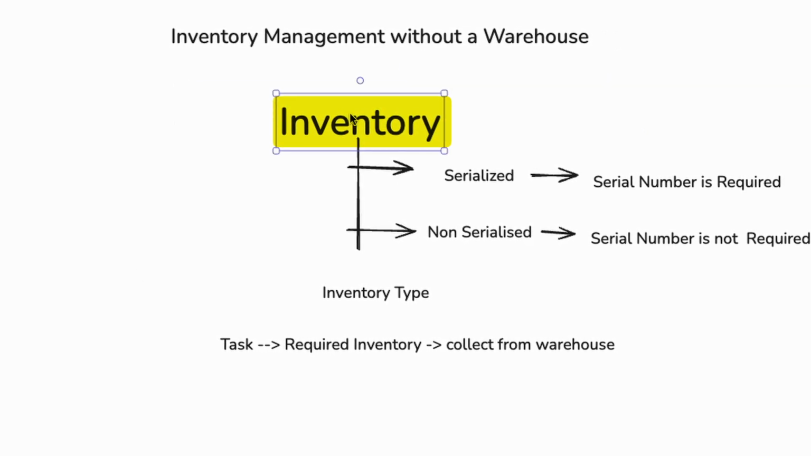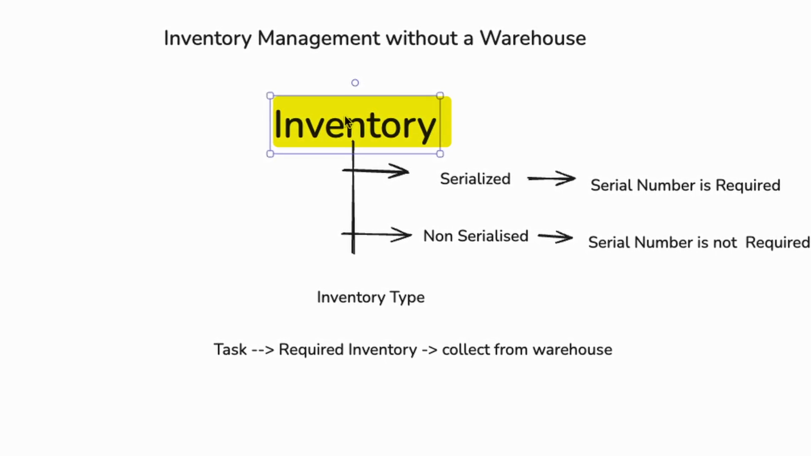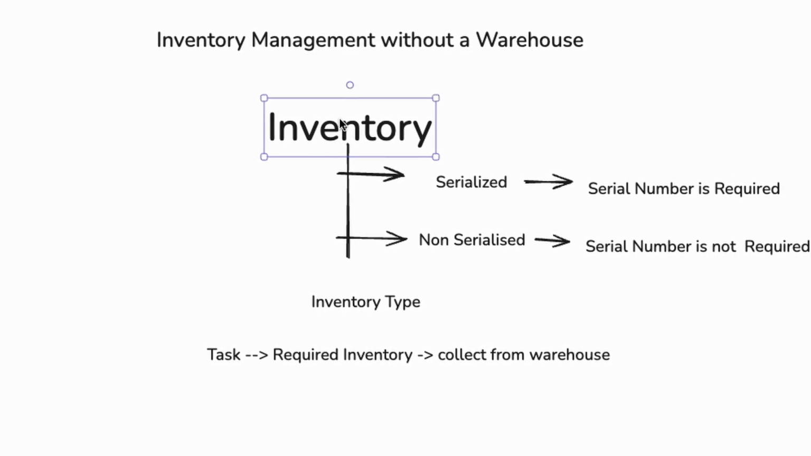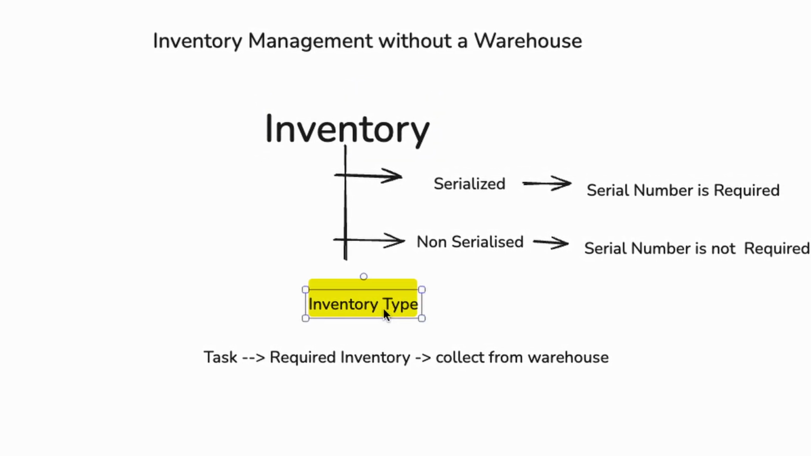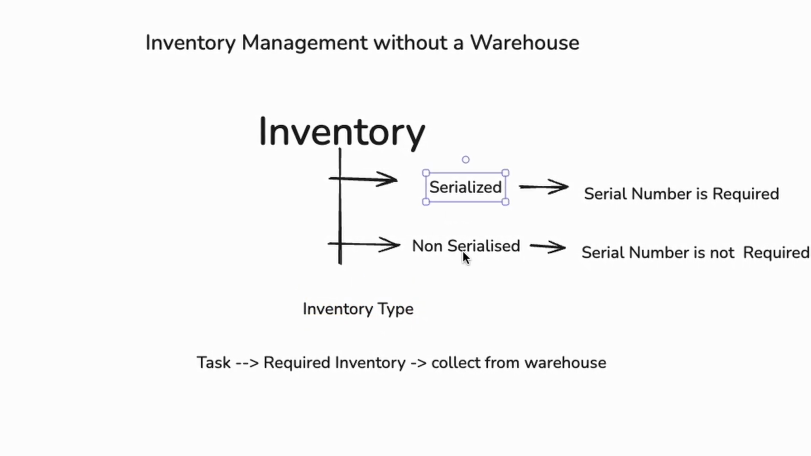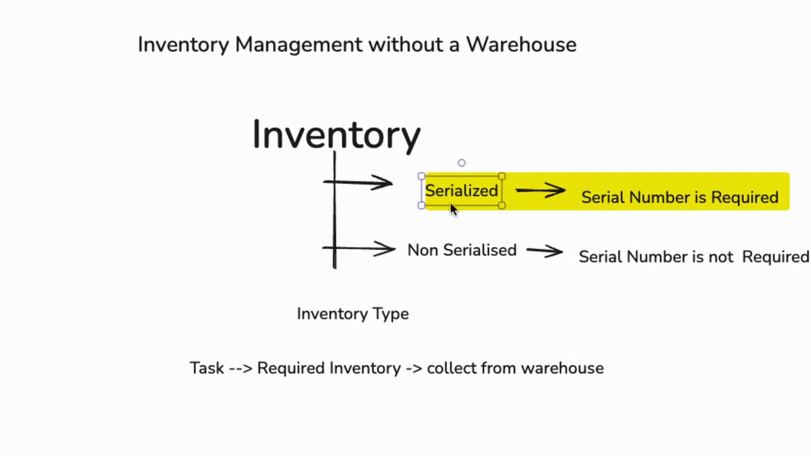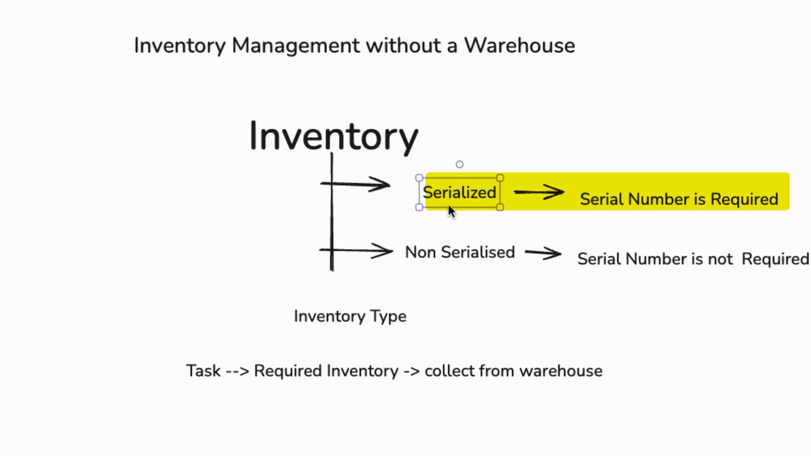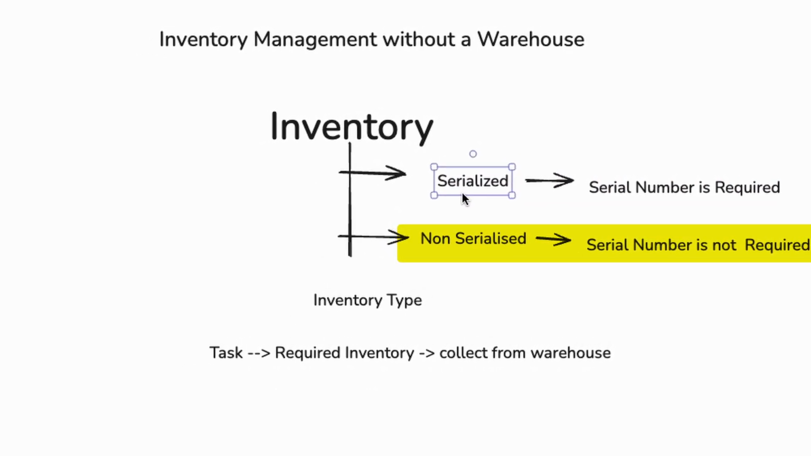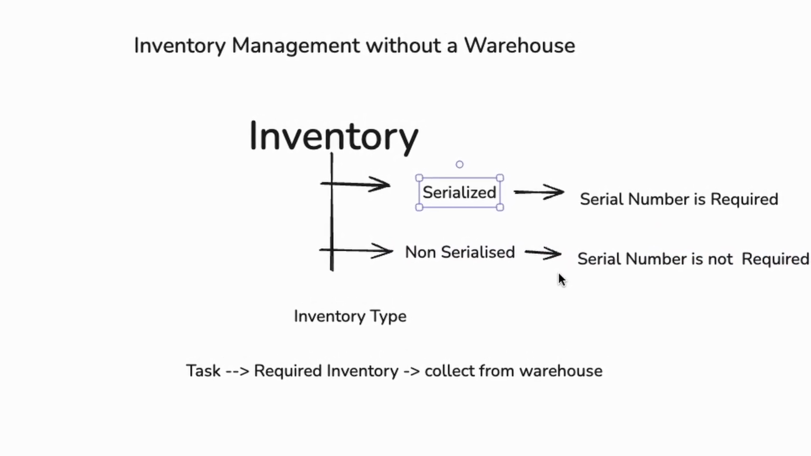Inventory is used by a technician on a work site, like parts and tools. So inventory will be collected by the technician before travel starts. We can define inventory type in Oracle Field Service. Inventory can be serialized and non-serialized. If it is serialized, it will have a serial number, and the serial number will be required. If it is non-serialized inventory, it will not have a serial number. Quantity will be required, like 10 meters of wires.